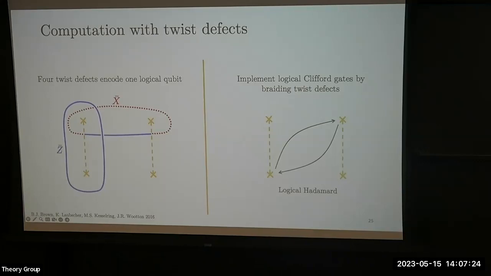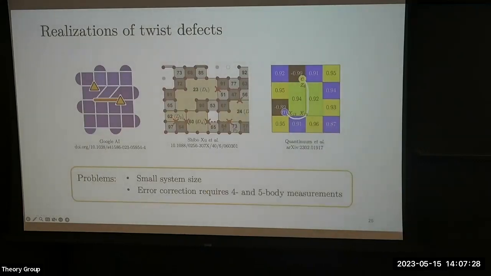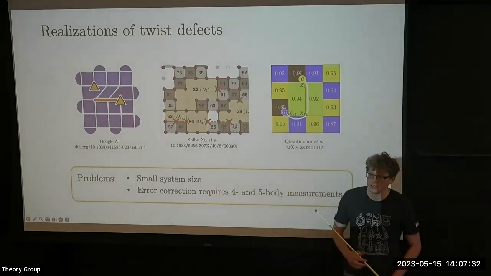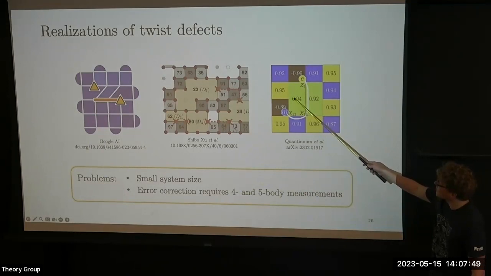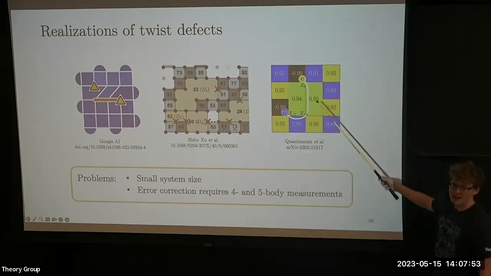Now, let me just flash a quick slide to say that these twist defects aren't a fantasy. Here are three experimental realizations of twist defects. There are issues. We're not ready to do quantum computation with twist defects. One is that these are small system sizes. These twist defects are close together. That means we don't have much protection. The code has a small code distance. In this experiment by Quantinuum, for example, the twist defects correspond to these green plaquettes, and they are right next to each other.